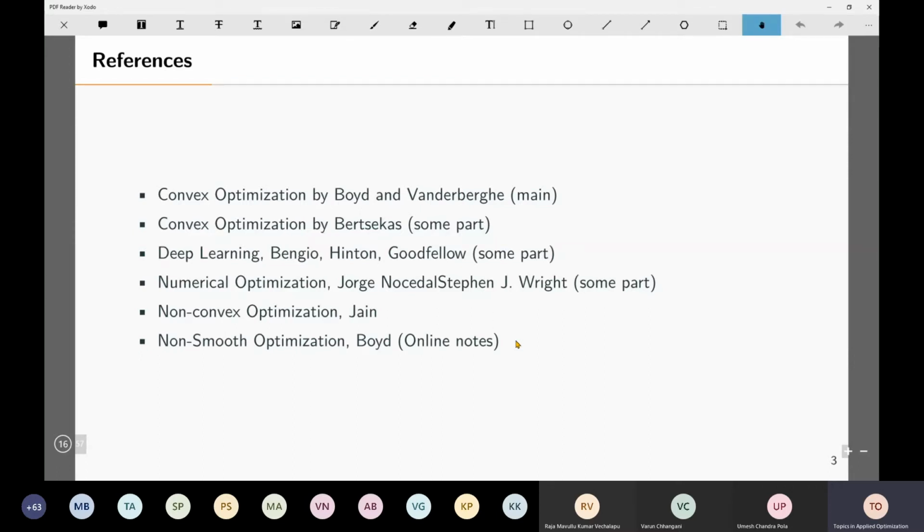And there is a book on non-convex optimization, by Jain. He is at Microsoft Bangalore, and he has written a nice report focusing on non-convex optimization. Non-convex optimization is also very much there. In fact, deep learning is a non-convex optimization problem. So the interest in this area is pretty high, because the interest in deep learning is pretty high.